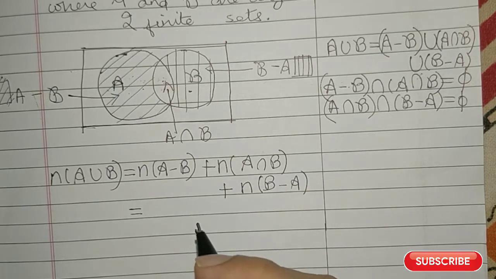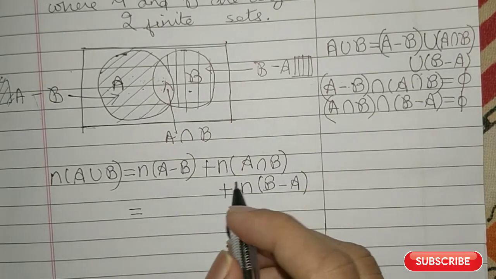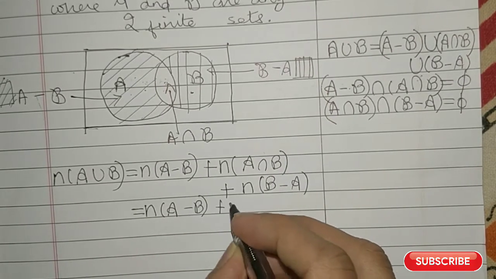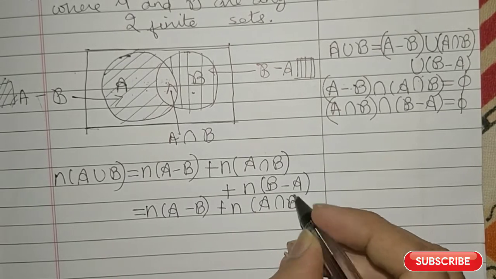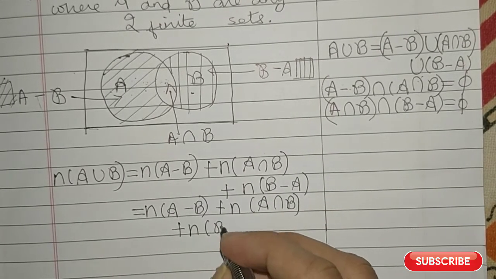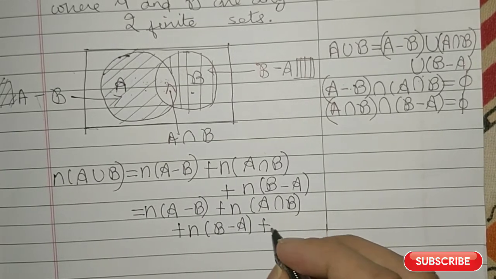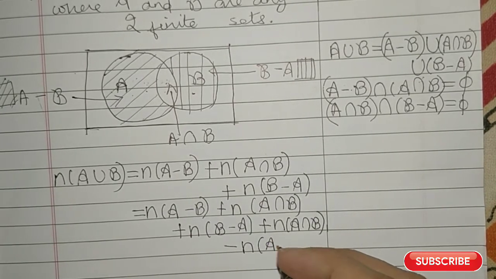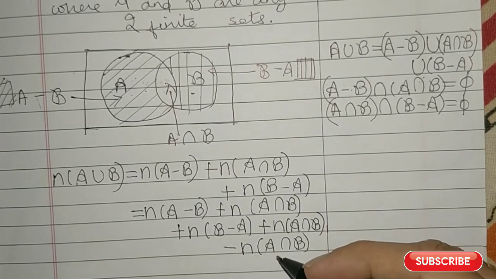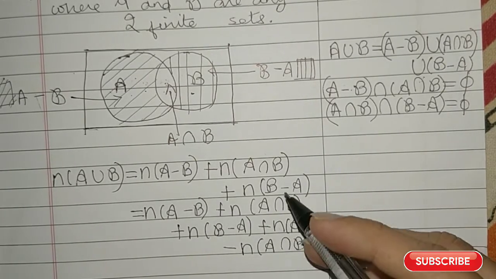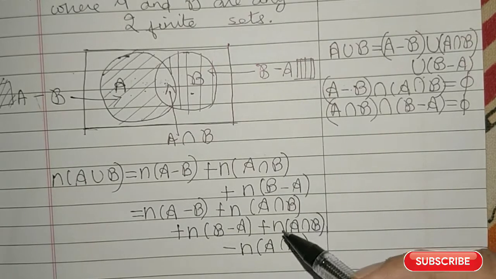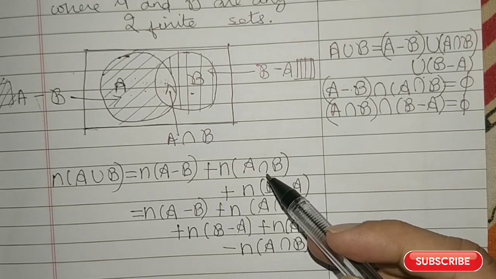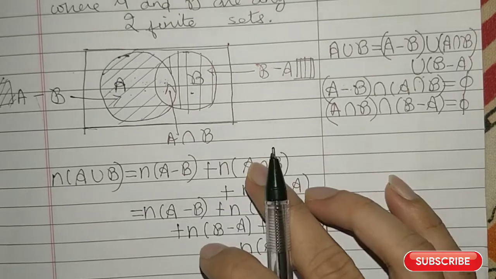So I have to add and subtract n(A intersection B), okay. So n(A minus B) plus n(A intersection B), right, plus n(B minus A) plus n(A intersection B) minus n(A intersection B), right. I am adding and subtracting n(A intersection B). See, I am not changing anything here, right. I am just adding and subtracting the same quantity, right. If you cancel this again back, you will get this equation, right. So I am not changing anything, okay.